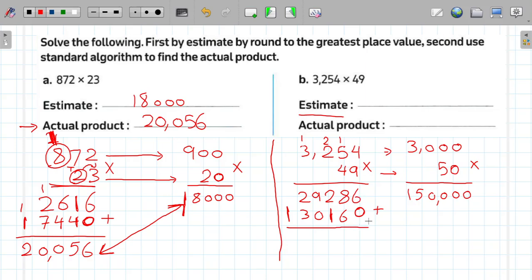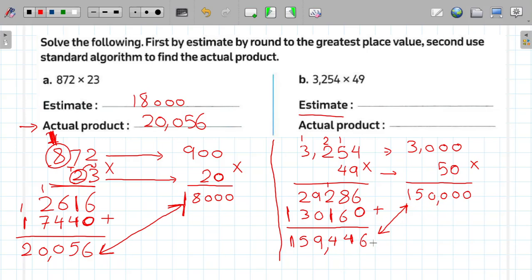So 6 plus 0 equals 6. 8 plus 6 equals 14. I will carry up 1. 1 plus 2 equals 3 plus 1 equals 4. 9 plus 0 equals 9. And 2 plus 3 equals 5. And 1 still 1. So it will be 159,446. Okay, so let's compare the two numbers here, our estimation and the actual result.